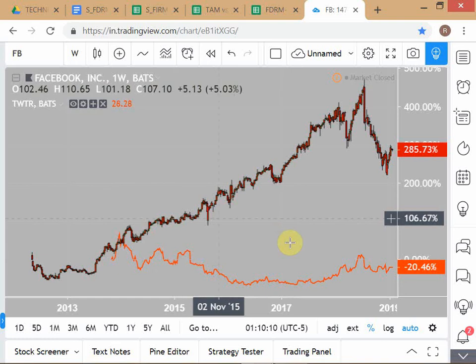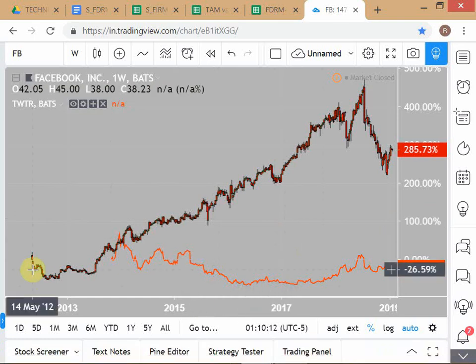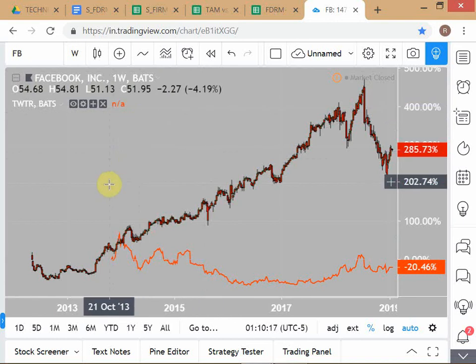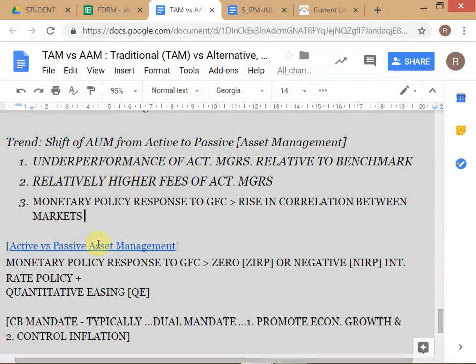So anyway, think about this. These are all factors and you need to be aware of this trend. We're not going to spend more time on this because we've already recorded all this stuff. This is basically the point of what is going on, and these are the factors driving it. You need to be aware of this trend, which is the shift of AUM from active to passive management.